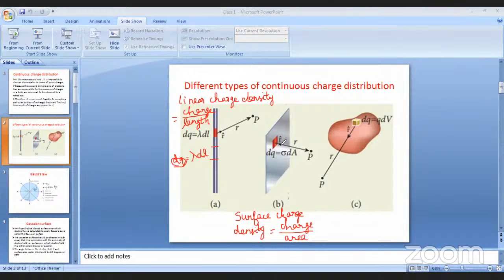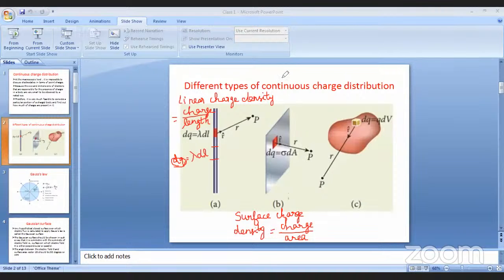So here they have given you a small amount of area, this area marked in red color. The small amount of area is taken as dA, and whenever you want to find the small amount of charge in this small area dA, then dq equals sigma into dA. That means sigma is the amount of charge present in 1 meter squared area, and when you take a small area dA in this sheet of charge, you will have sigma into dA amount of charge in this area. That is represented by dq.